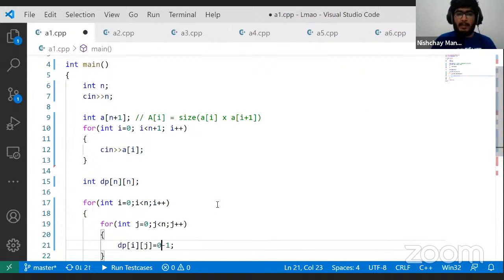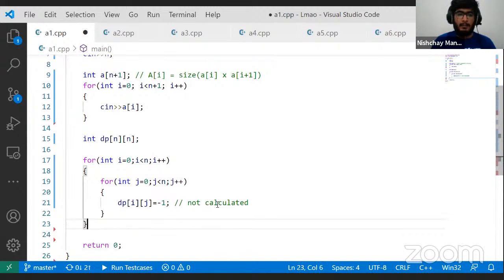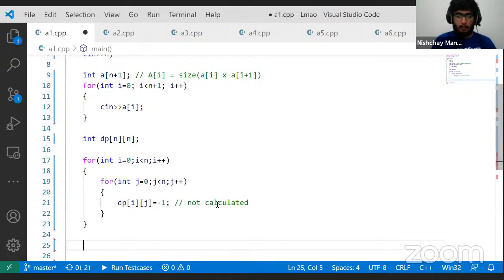And what does this -1 signify? This -1 signifies that this DPIJ is not calculated. Because when we try to look at DPLR, we don't currently know if it is calculated or not calculated. Can we use this in our algorithm or not, right? So I'm going to be initializing all of the DPIJ as -1, which will denote that this is not calculated currently, right? Then what I'm going to do, I'm just going to call a recursive function, right?